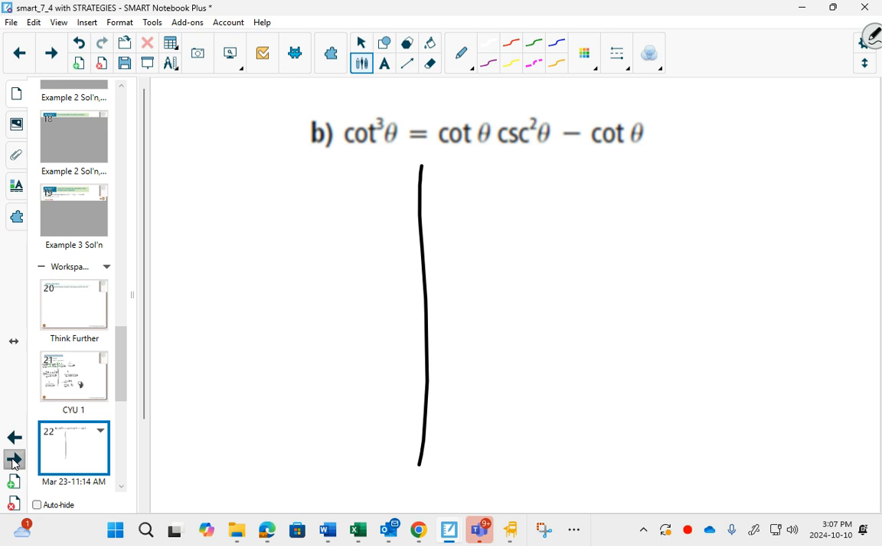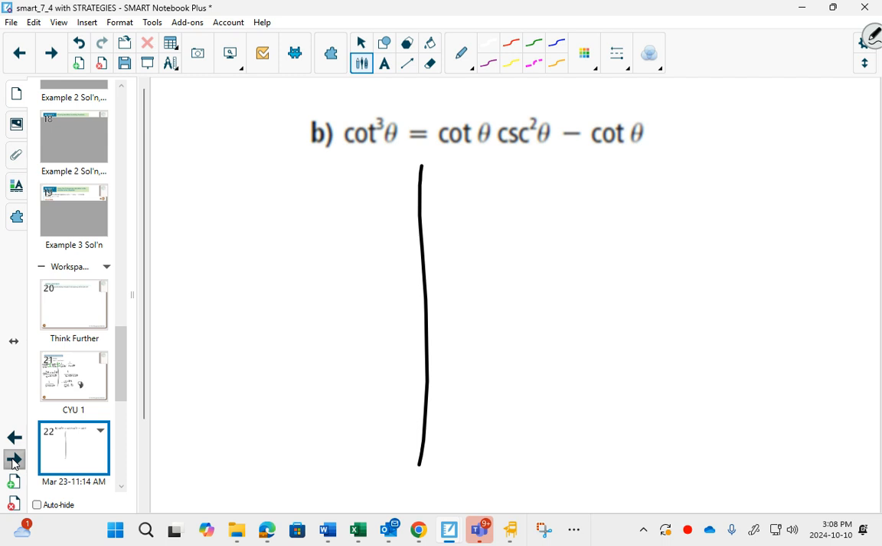So I look at this question, and one of the strategies I'm going to write down for you later is make sure you look at both sides before you start. Maybe a shortcut jumps out to you. I look at this one, I see a lot of cotangent theta. The only thing that's not a cotangent theta is the cosecant squared theta. But that's one of my new formulas. My new formula says there's a relationship between cosecant squared theta and cotangent squared theta.